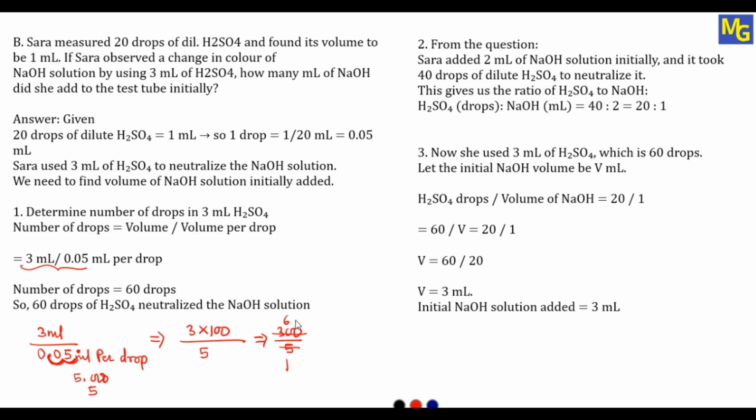5 sixes are 30, 5 zeros are 0, and we got our answer 60. So this is the 60 drops which we got. Now here we have converted our 3 ml of H2SO4 into drops. Now we will do the second step.